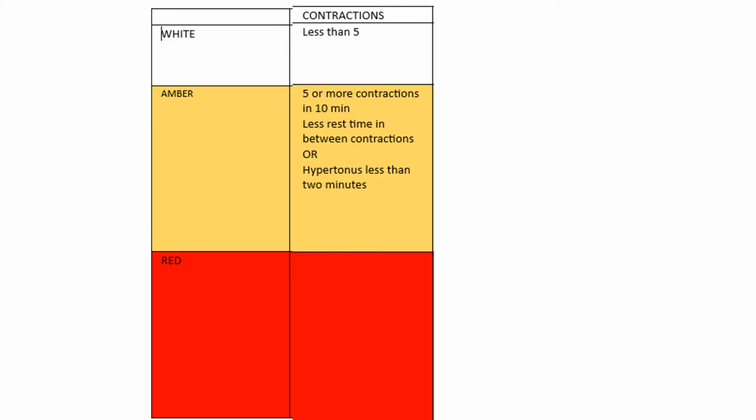Here we see the first column, that is uterine contractions. This means you must count the contractions over a 10-minute period. This counting will be done on the CTG recording. If there are less than 5 contractions, it means risk is low. If the contractions are 5 or more over a 10-minute period, this means this is a risk situation and it is categorized as amber. If there is a hypertonic contraction, this is also an amber sign.